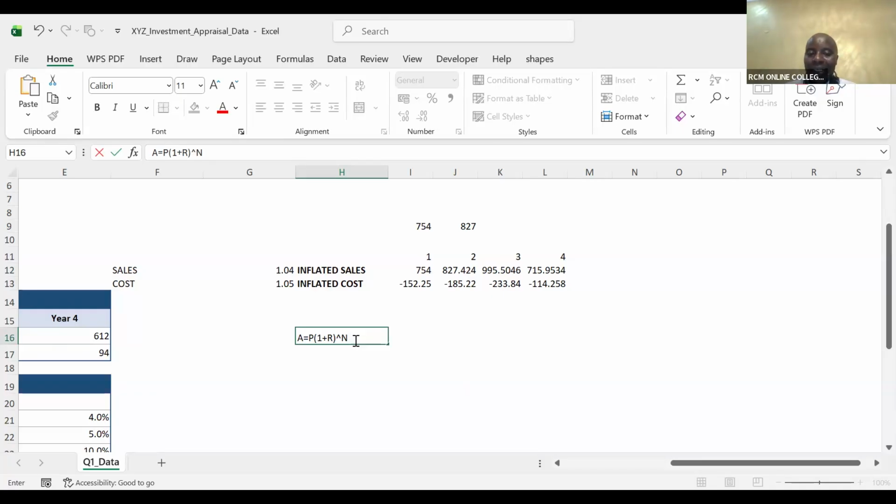Remember, this is about inflation. Inflation is about increasing. So if you're increasing, then it has to be positive N. It cannot be negative N. When you say negative N, you are discounting. So this is inflationary. All right.